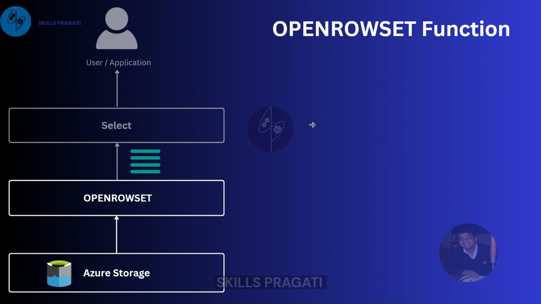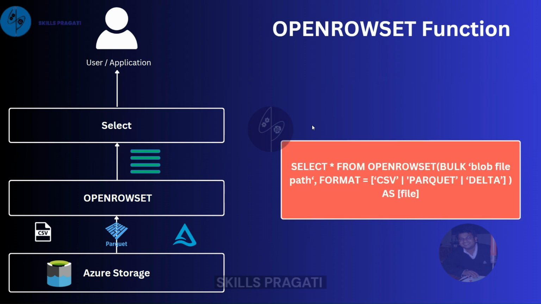We can use the function in the FROM clause of a SELECT statement as if it were a table or a view. You can use the OPENROWSET function to read files with formats such as CSV, Parquet, and Delta. As you can see in this SQL, the two mandatory parameters for the OPENROWSET function are BULK and FORMAT. The BULK option takes in the URL of the file or the folder that we are trying to access in the Azure Storage. And the FORMAT expects one of the supported file formats such as CSV, Parquet, or Delta. Please note that these are the only three formats currently supported, but I'm sure there will be more formats added in the future.